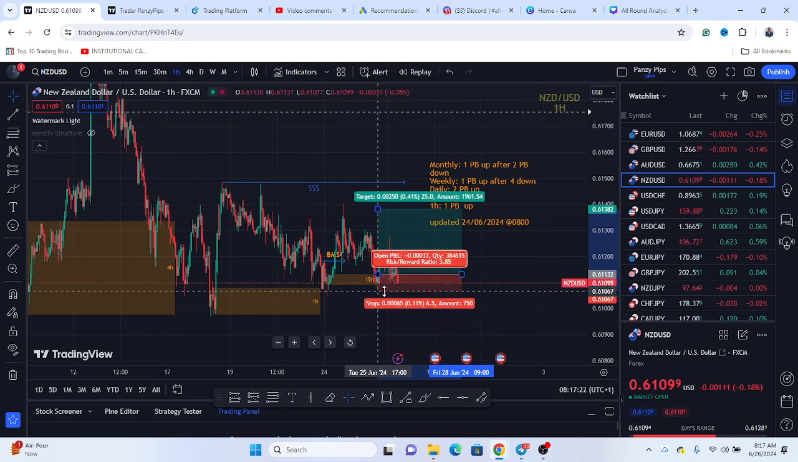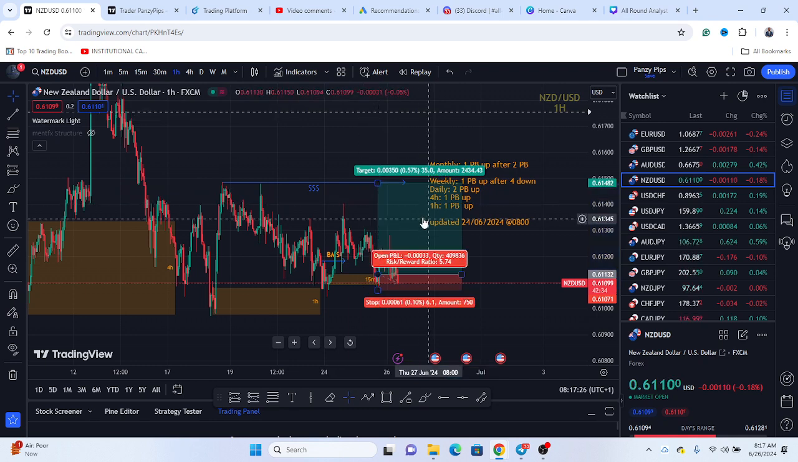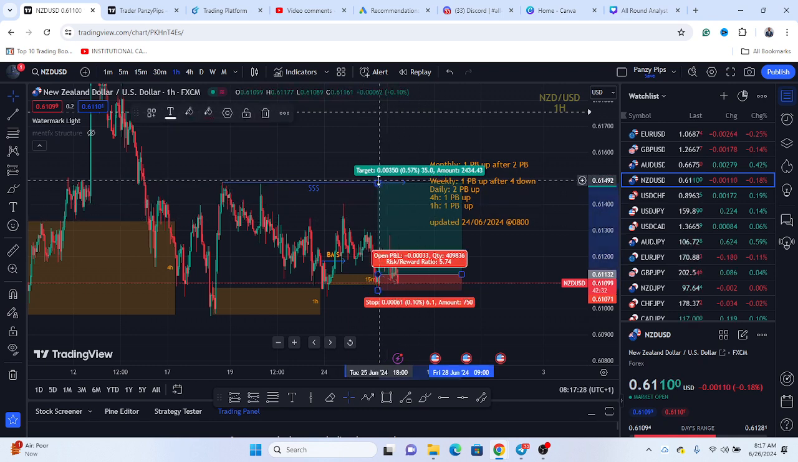Stop loss just below the lows, and target all the way up here. A beautiful one, about a 1 to 6, 46 there.